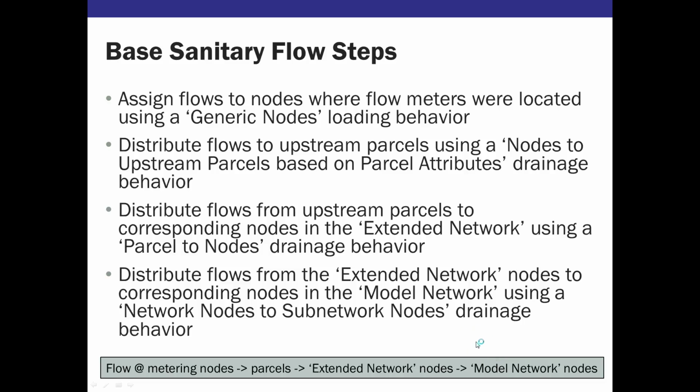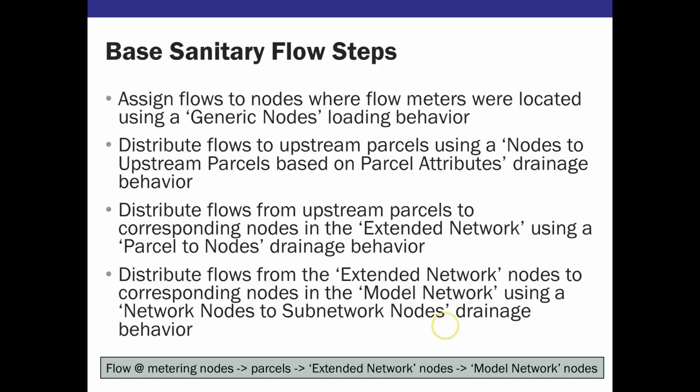You may be wondering why we don't go directly from the parcels to the model network nodes. The reason is it's typically easier to go to the extended network first, because the extended network extends all the way up through the system. So it's a little easier to tie the parcels to the nodes when you have a network that extends all the way up. That way you don't have to do the connection of the parcels to the network and then tracing downstream in one step. You can break it into two different pieces. So that's why it's a little bit easier to do it that way.